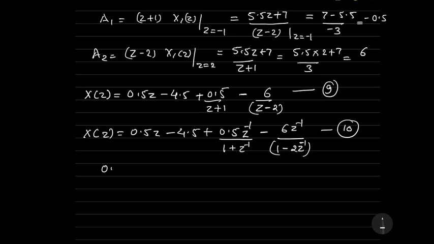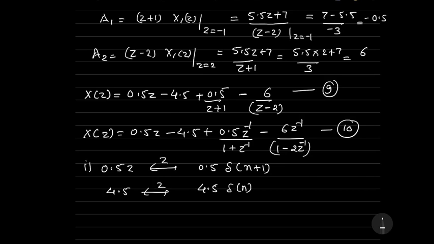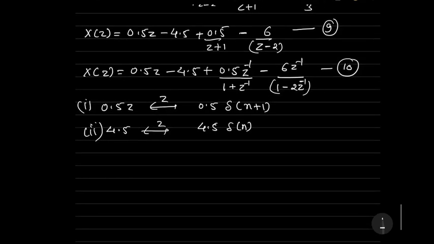The first term is 0.5 z. We know that the inverse z transform is 0.5 delta of n plus 1, using the time shifting property. Okay. The next term 4.5. If we take inverse z transform of this, we get 4.5 delta of n. And this is the first term. This is the second term. And for the third term, that is 0.5 z to the power minus 1 upon 1 plus z to the power minus 1.